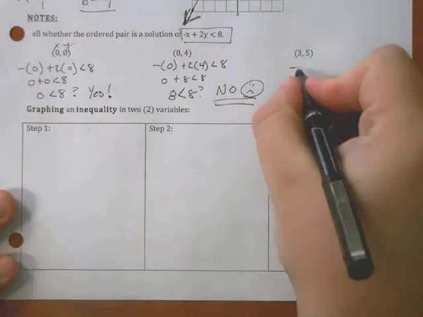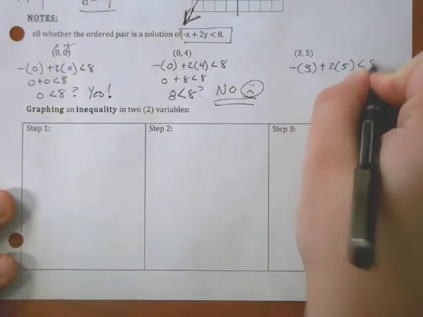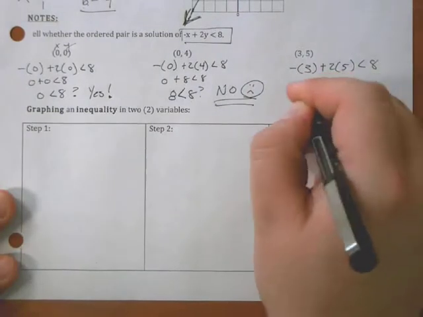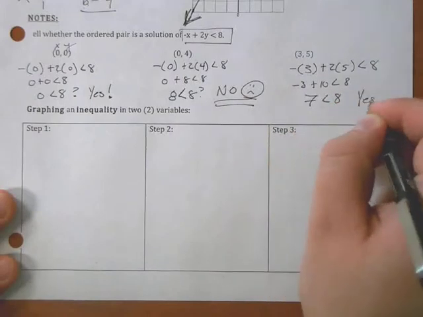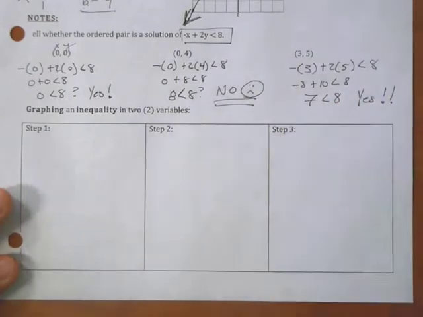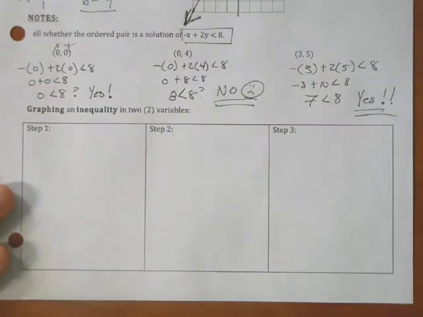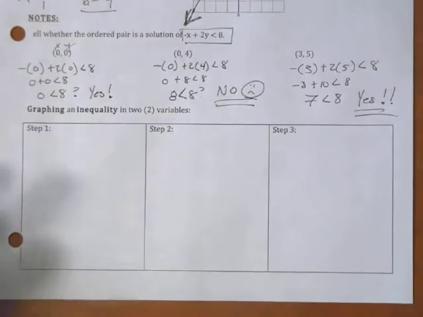Minus 3 plus 2 times 5 less than 8 is negative 3 plus 10 less than 8. So yes, this is a solution. 3, 5 is a solution of this.